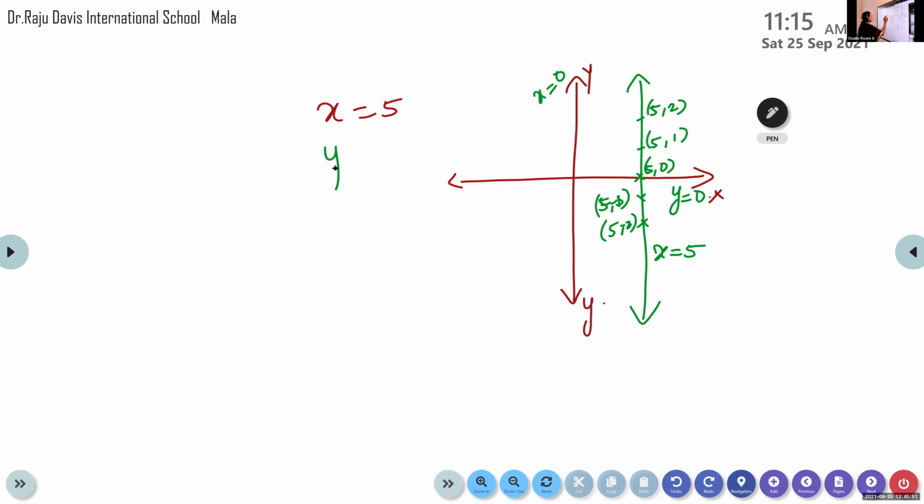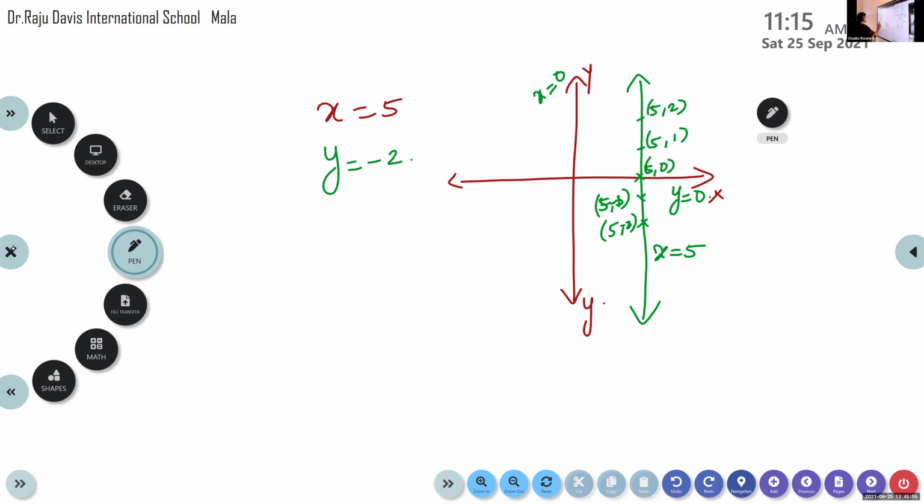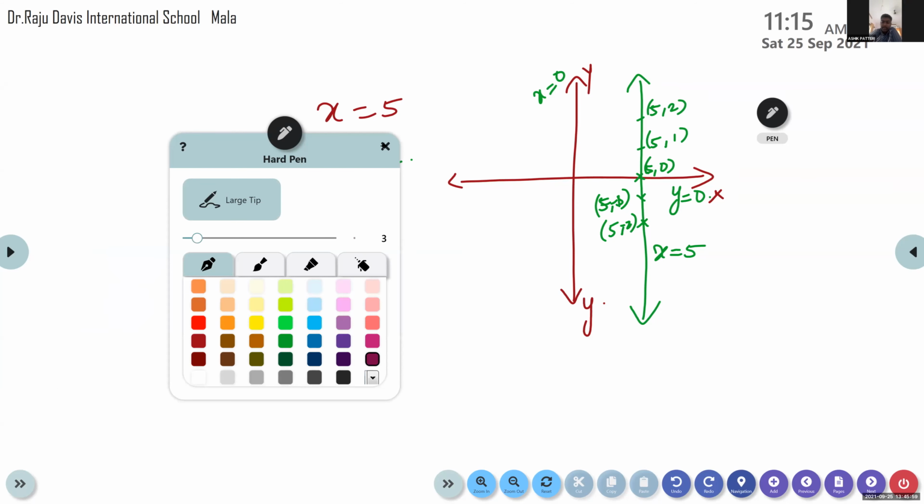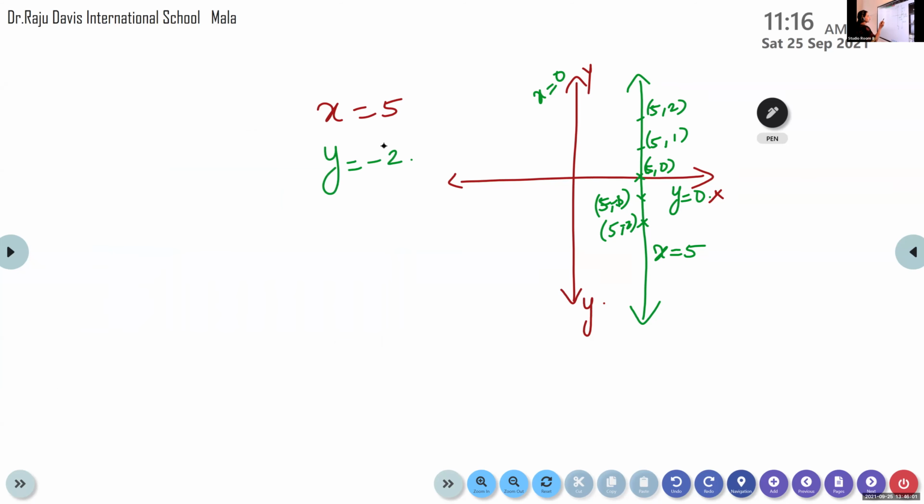Suppose we mark y is equal to -2. What will you get? y is equal to -2 is a line parallel to the x-axis. It will go below the origin, below the x-axis, because the y value is negative. y is -2. It lies below the x-axis.